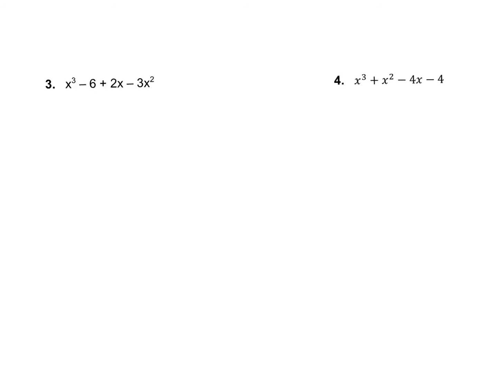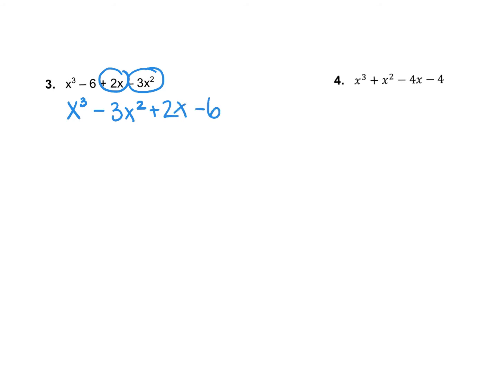All right, so number 3, we have x to the third minus 6 plus 2x minus 3x squared. Notice how this one is not in descending order. We need to put this in descending order before we can factor it. So I've got my x to the third, and then I'm going to take this one next, minus 3x squared, and then I'm going to have plus 2x, and then I'll have my minus 6.